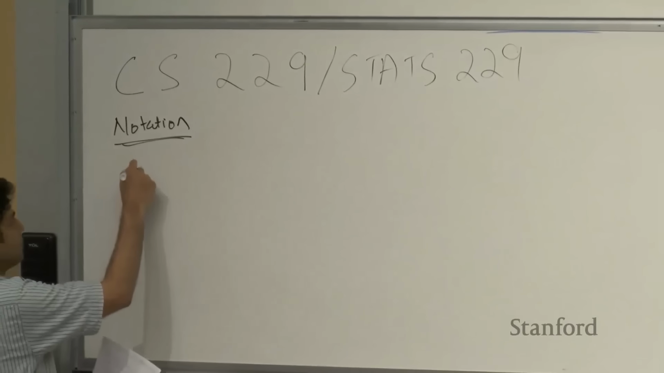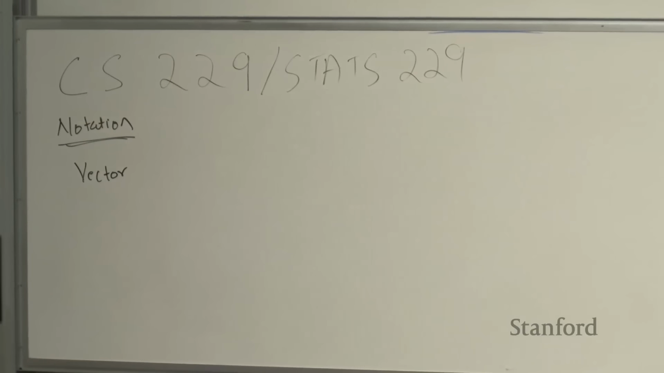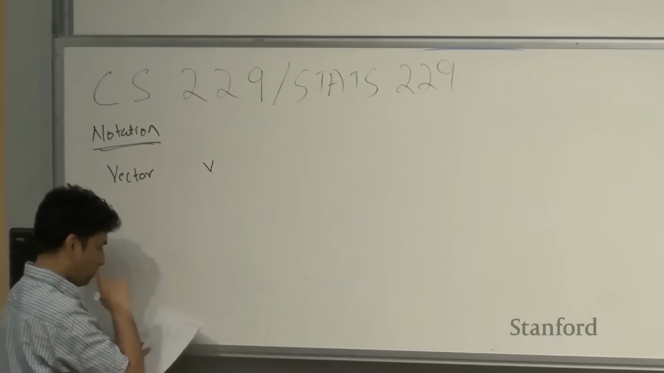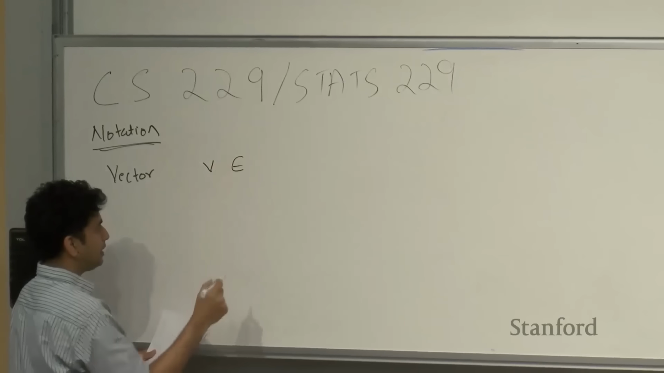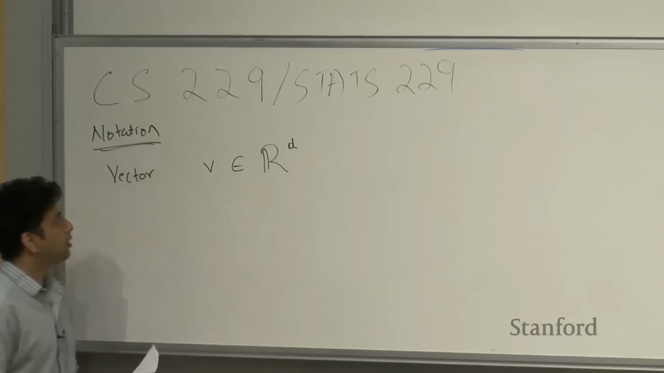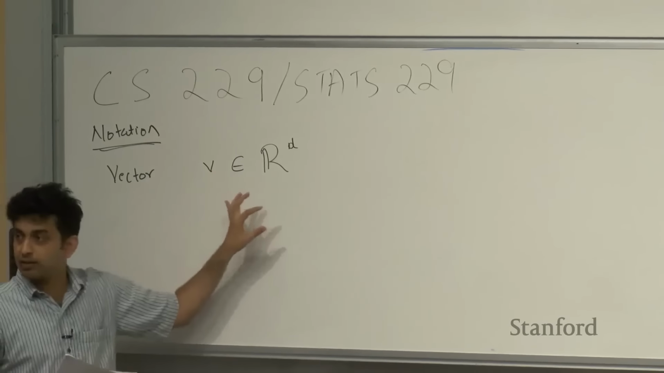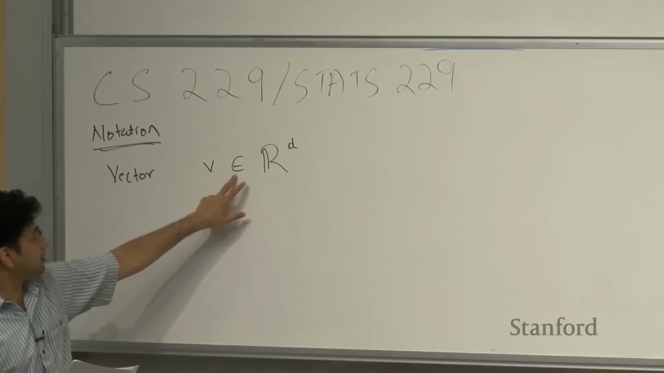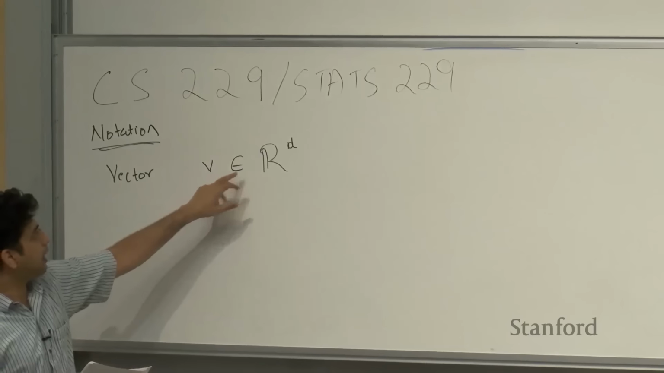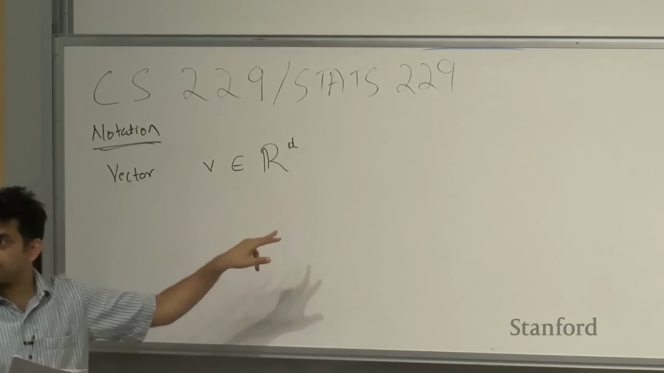So what's a vector? Right. For the purposes of this course, we will assume that a given vector, let's call it V, is an element of R to the D. Let's make sure all of us understand what this means. This means an element of, from set theory. So V is a vector. It is an element of this set, and this set is a d-dimensional real space, right?